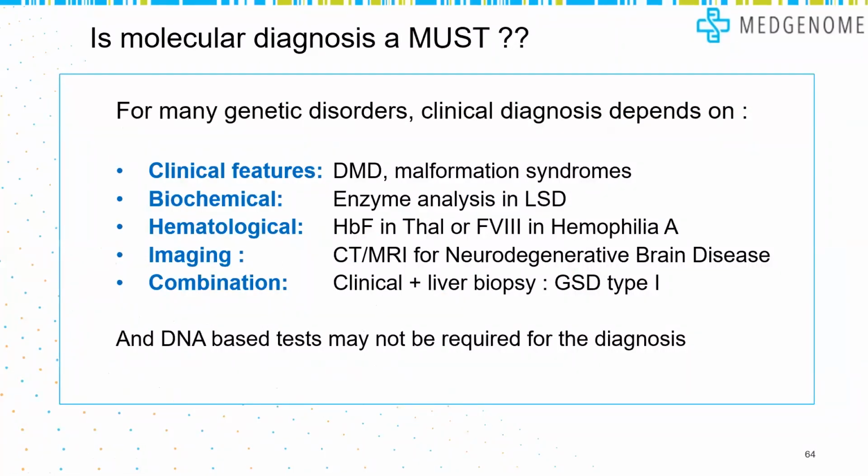First of all, as clinicians, we always have the dilemma: do you really need a molecular diagnosis? For many genetic disorders, clinical diagnosis is quite simple, based on the clinical features or biochemical analysis, or sometimes a combination of clinical as well as certain imaging or biopsies. A molecular diagnosis is not always warranted. So you are confident about the diagnosis if, based on the family history or the clinical features, you confirm it to be DMD.